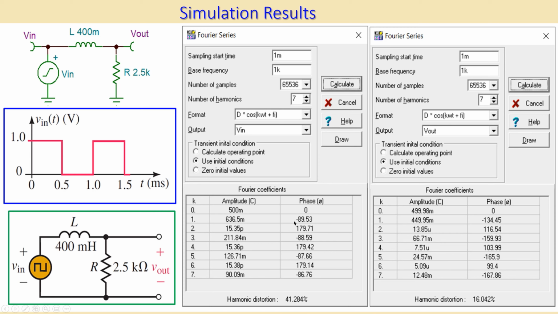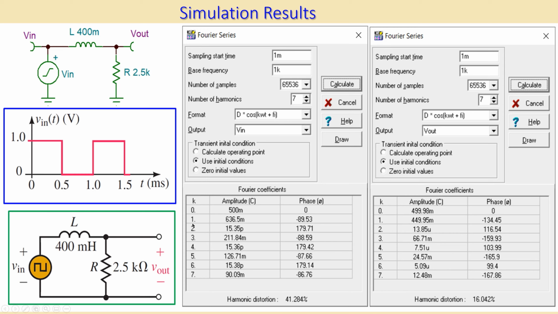And the associated phase was, in our calculation, minus 90 degrees. Of course, due to some numerical errors in the simulation, that will be very close to minus 90 degrees. Not exactly, but it is very close.